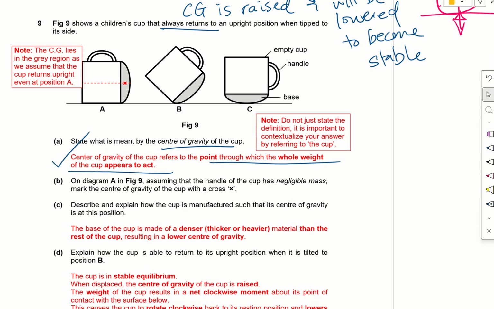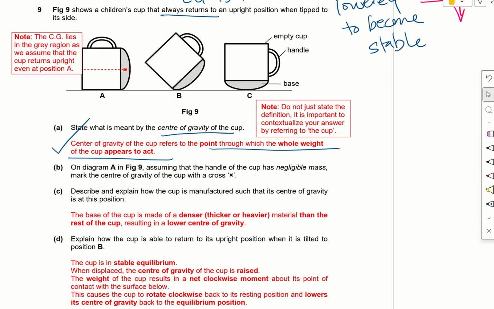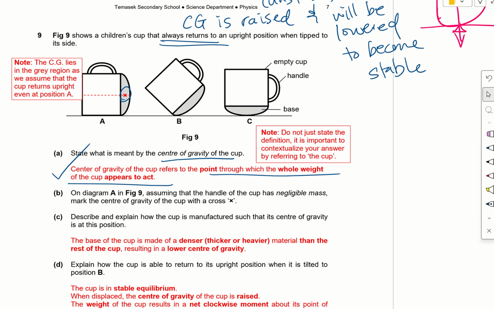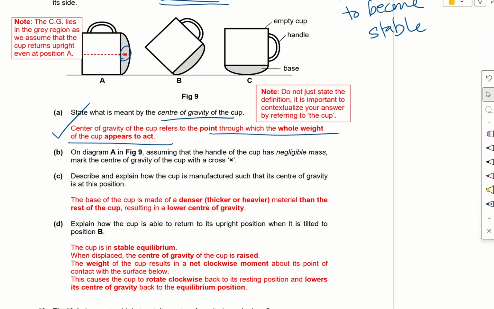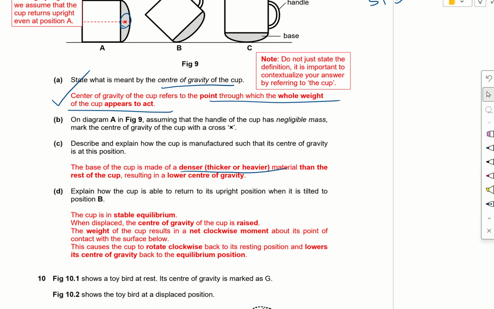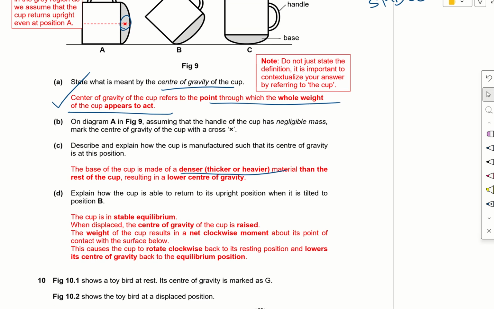So this is a definition that you need to know. On diagram A in figure 9, assume that the handle has negligible mass. Mark out the center of gravity. So it will be somewhere here because the question already tells us that it always returns. That means the CG is located at the bottom. That's how it can return. And describe and explain how the cup is manufactured such that the center of gravity is at this position. It's made of a denser or thicker or heavier material than the rest of the cup, so it results in a lower center of gravity.